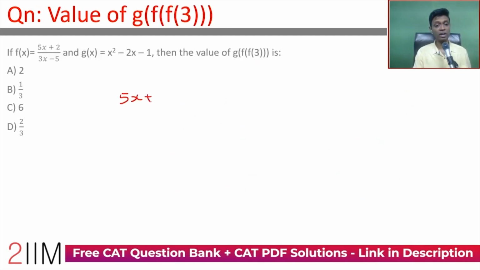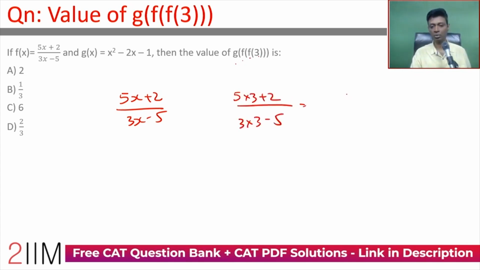f of x equals 5x plus 2 by 3x minus 5. g of x is x square minus 2x minus 1, which is x minus 1 the whole square minus 2. Find g of f of 3. I'm going to find f of 3 first. 5 into 3 plus 2 by 3 into 3 minus 5. 15 plus 2, 17 by 9 minus 5, 4. So that is f of 3. We're going to find f of 17 by 4.